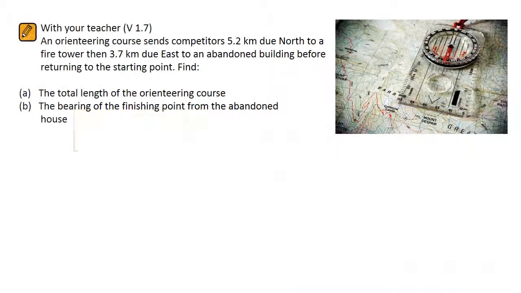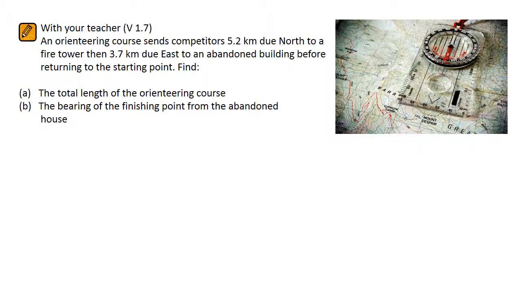In this video we're doing a bearings problem. An orienteering course sends competitors 5.2 kilometres due north to a fire tower, then 3.7 kilometres due east to an abandoned building before returning back to the starting point. The first thing that we need to find is the total length of the orienteering course.